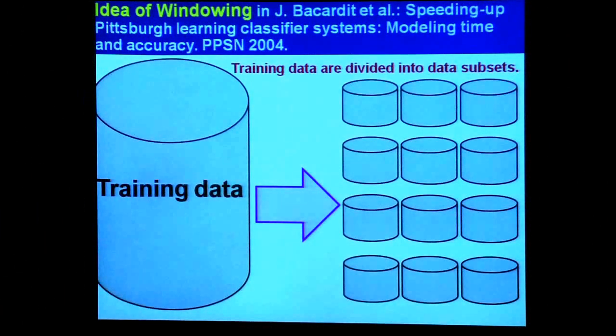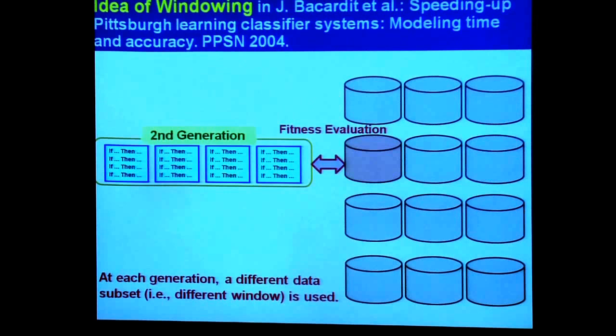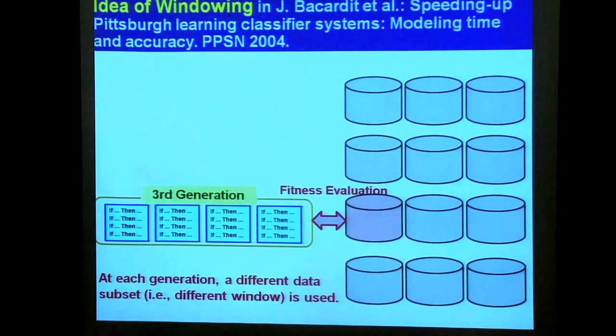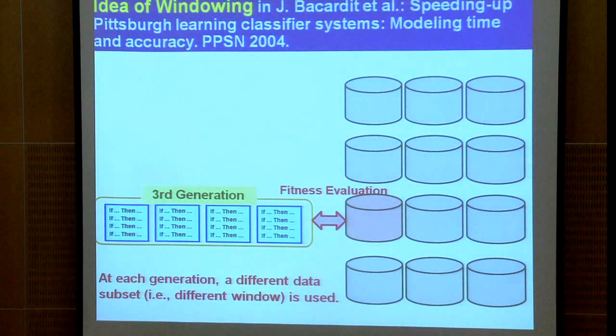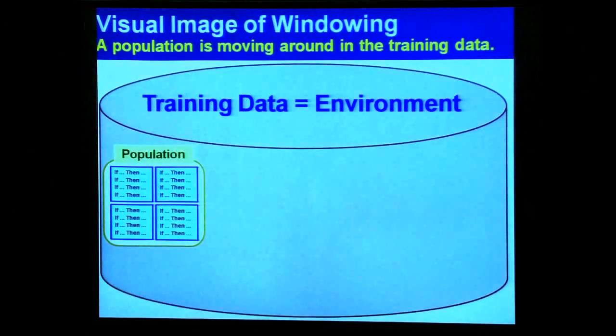The training data are divided into several subsets. Then, in the first generation, one of those subsets is used for fitness evaluation. Then in the next generation, a different subset is used. And then another subset is used. At each generation, a different data subset is used. So the visual image of windowing is a moving population in the huge training data.